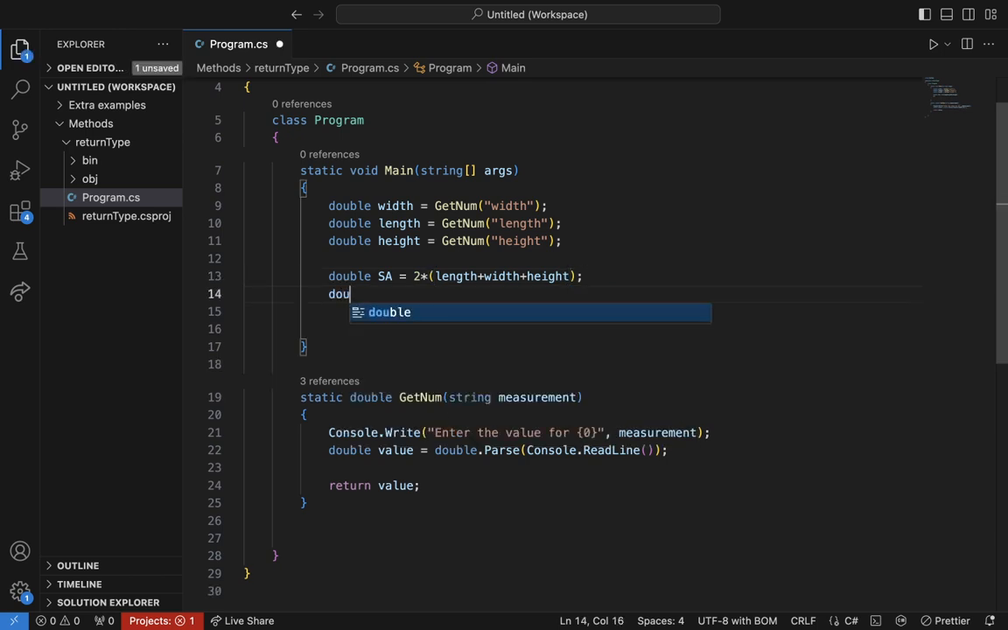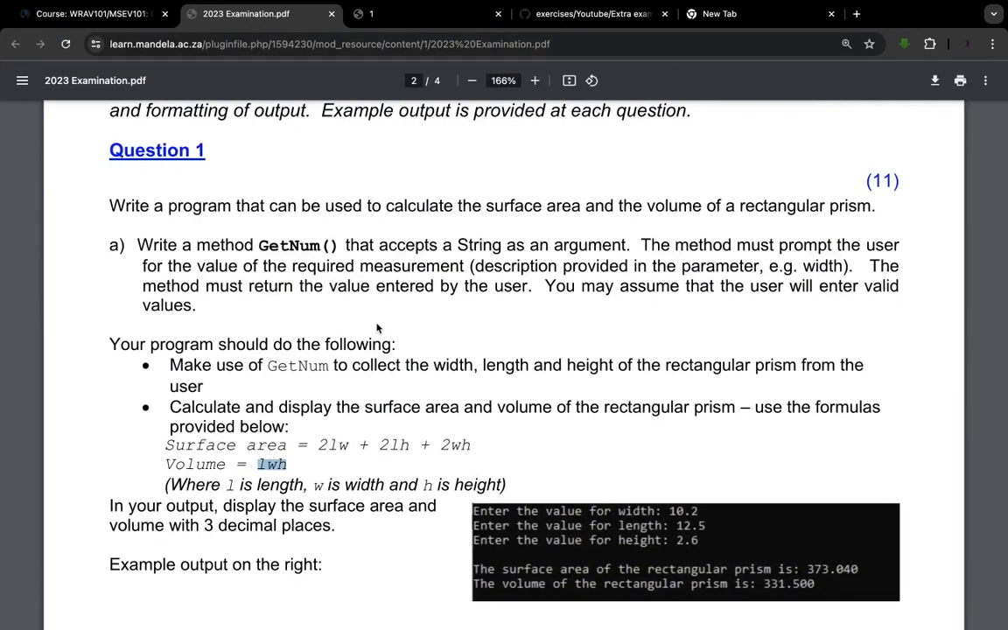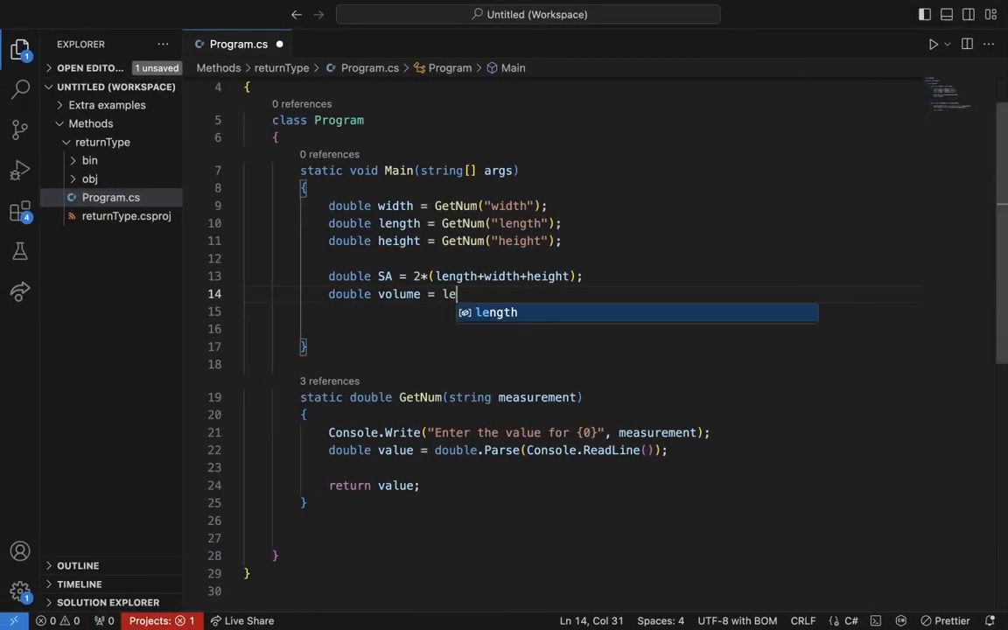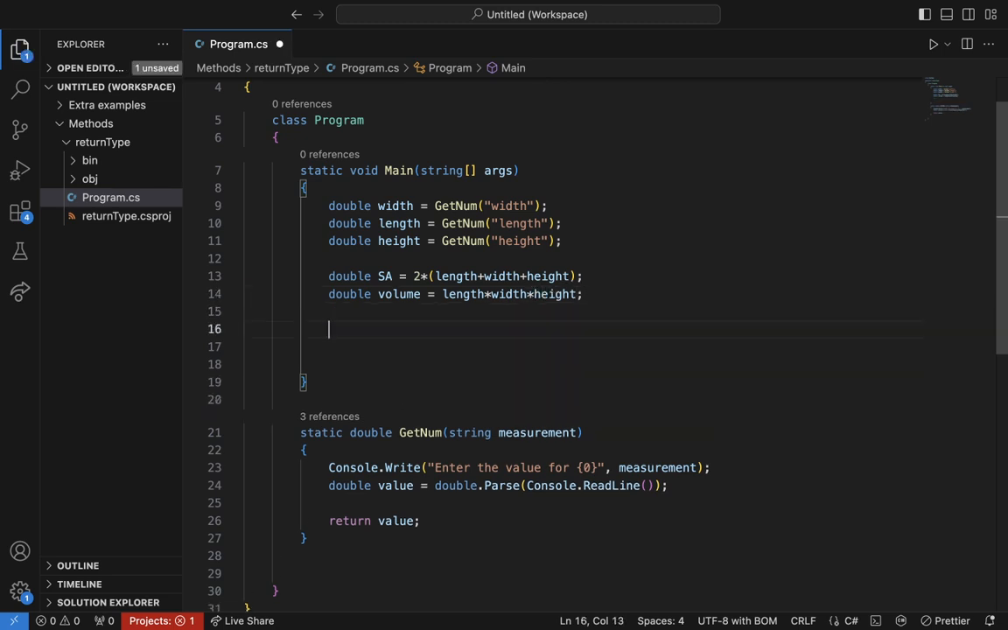And then we have the volume as well. The volume should be length times width times height. So length times width times height. So that's that.